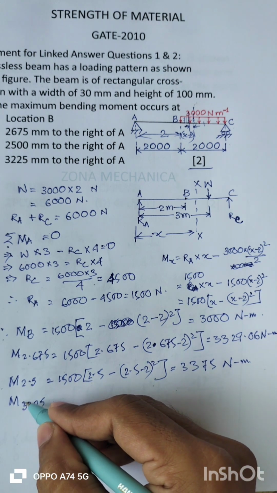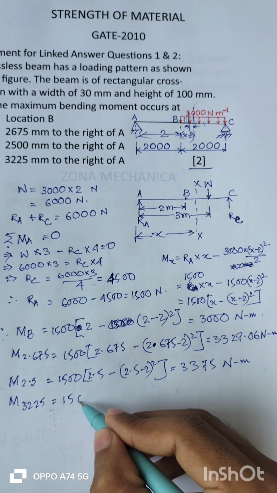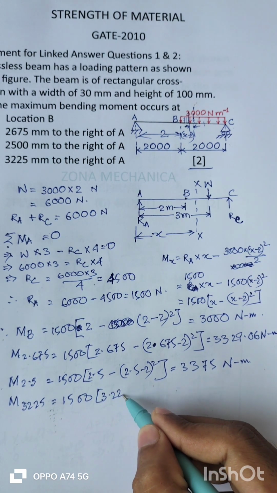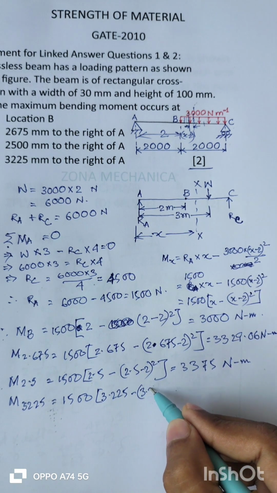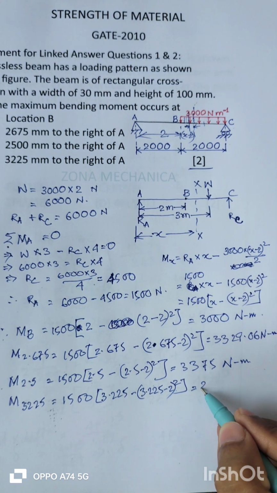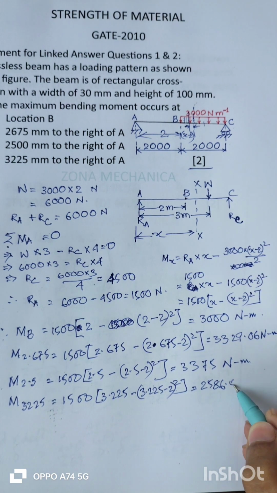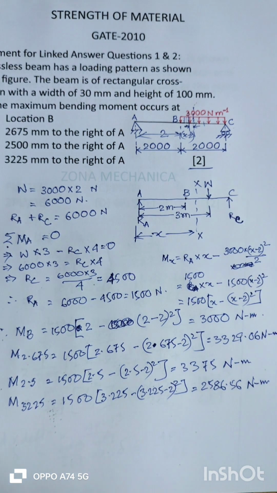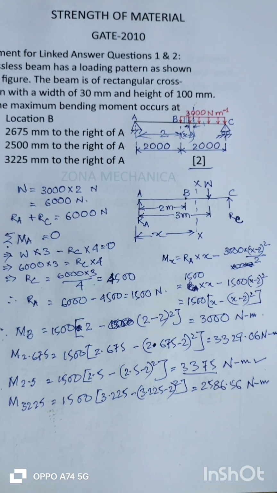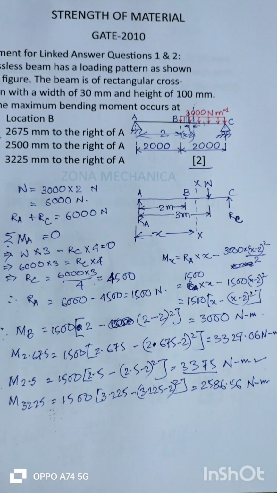And now the last option, M3225, that is 3.225 meters, will be equal to 3.225 minus 3.225 minus 2 whole square, so this will give 2586.56 Newton meters. So clearly, out of these four options, this one is the highest value, 3375. So this is the maximum bending moment, so option C will be the correct answer.